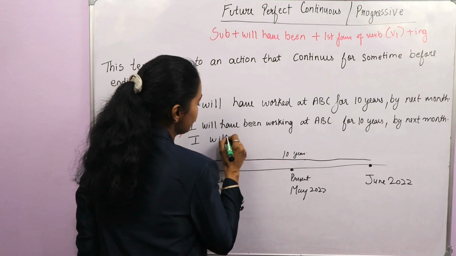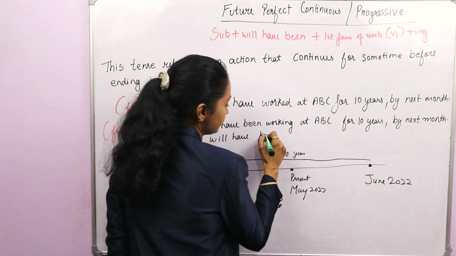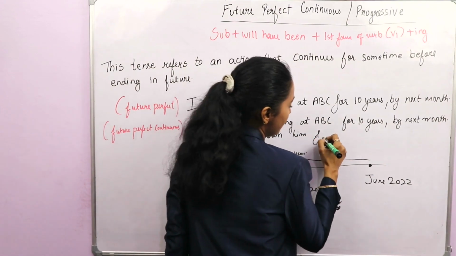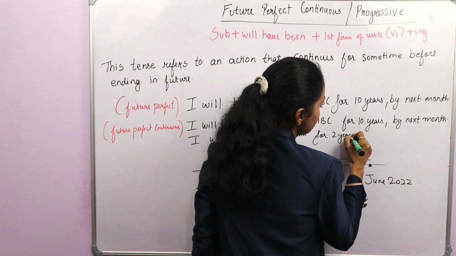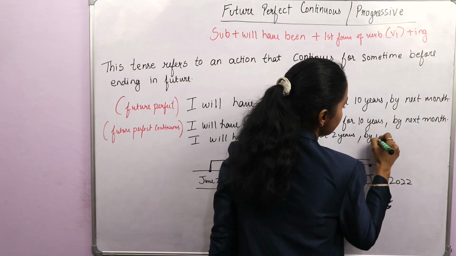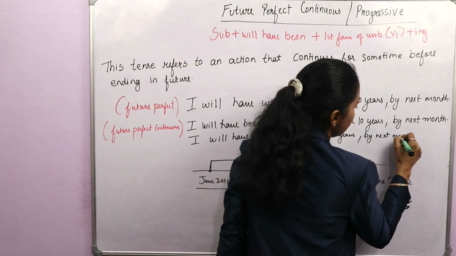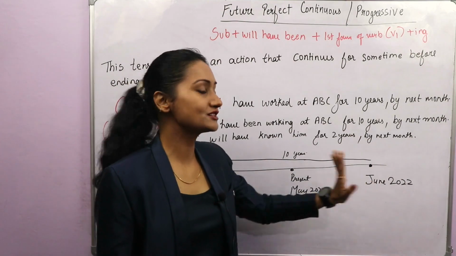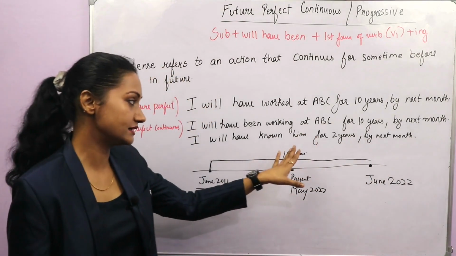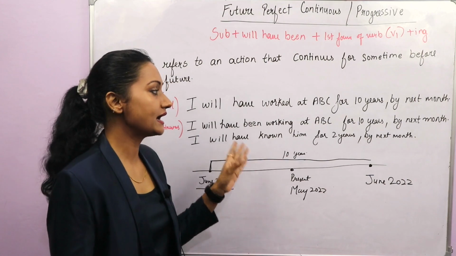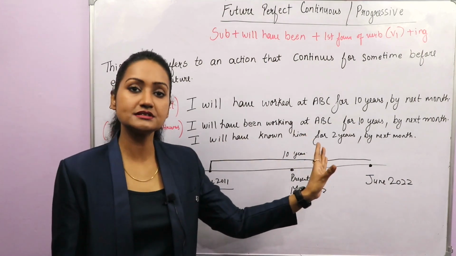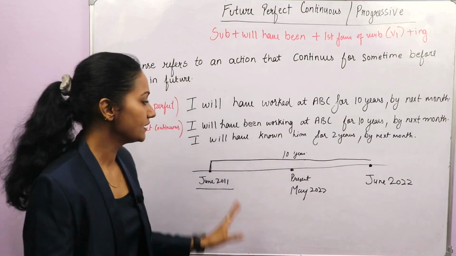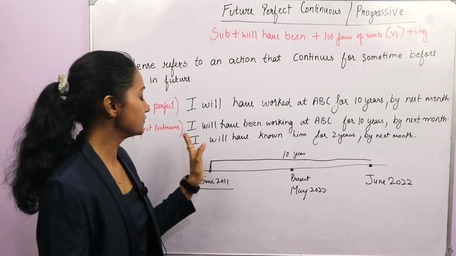I will have known him for 2 years by next month. I will have known him for 2 years by next month. So that means the action started before 2 years, and it will continue for 2 years till it reaches a specific time in future. So you cannot frame this in future perfect continuous.